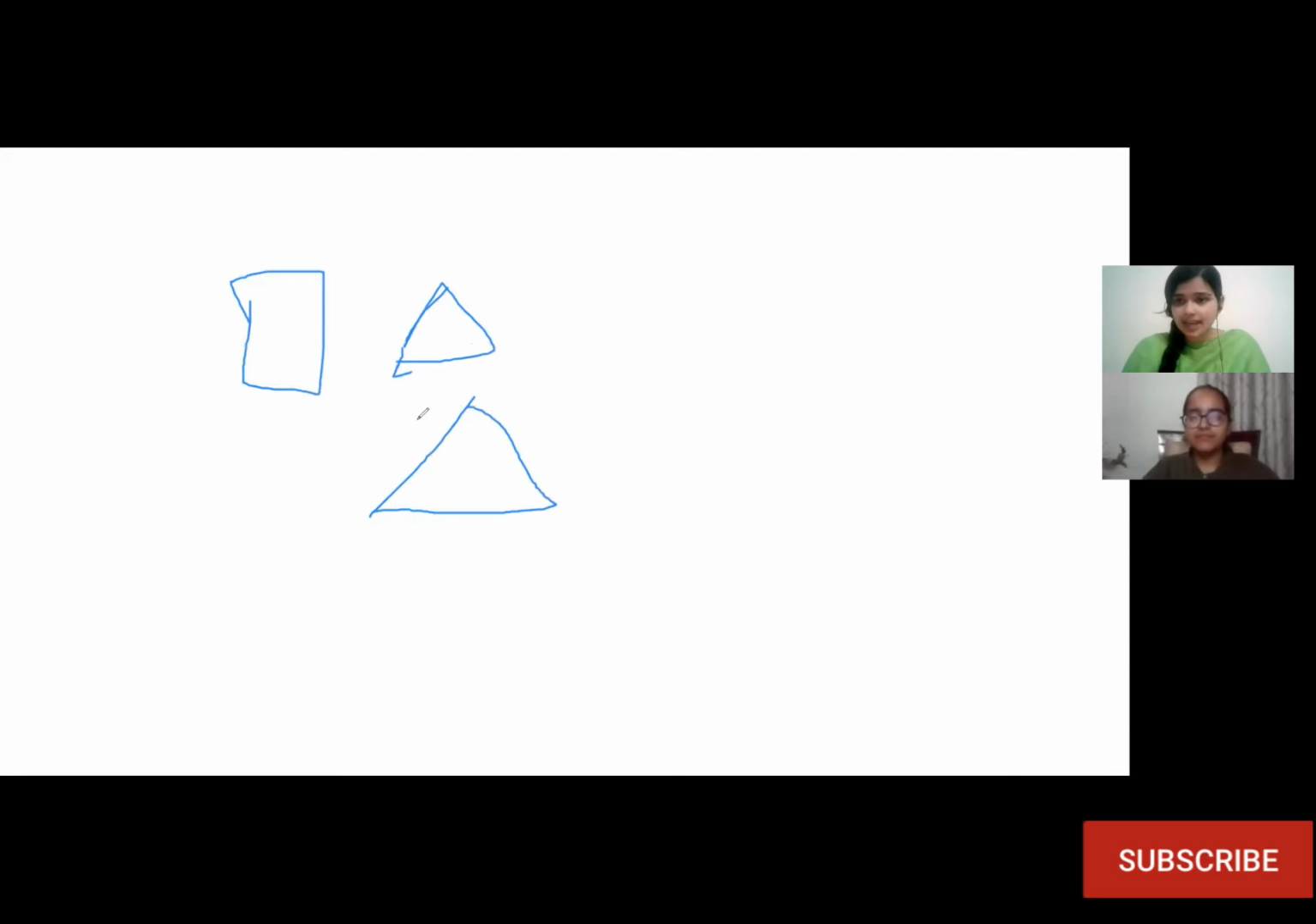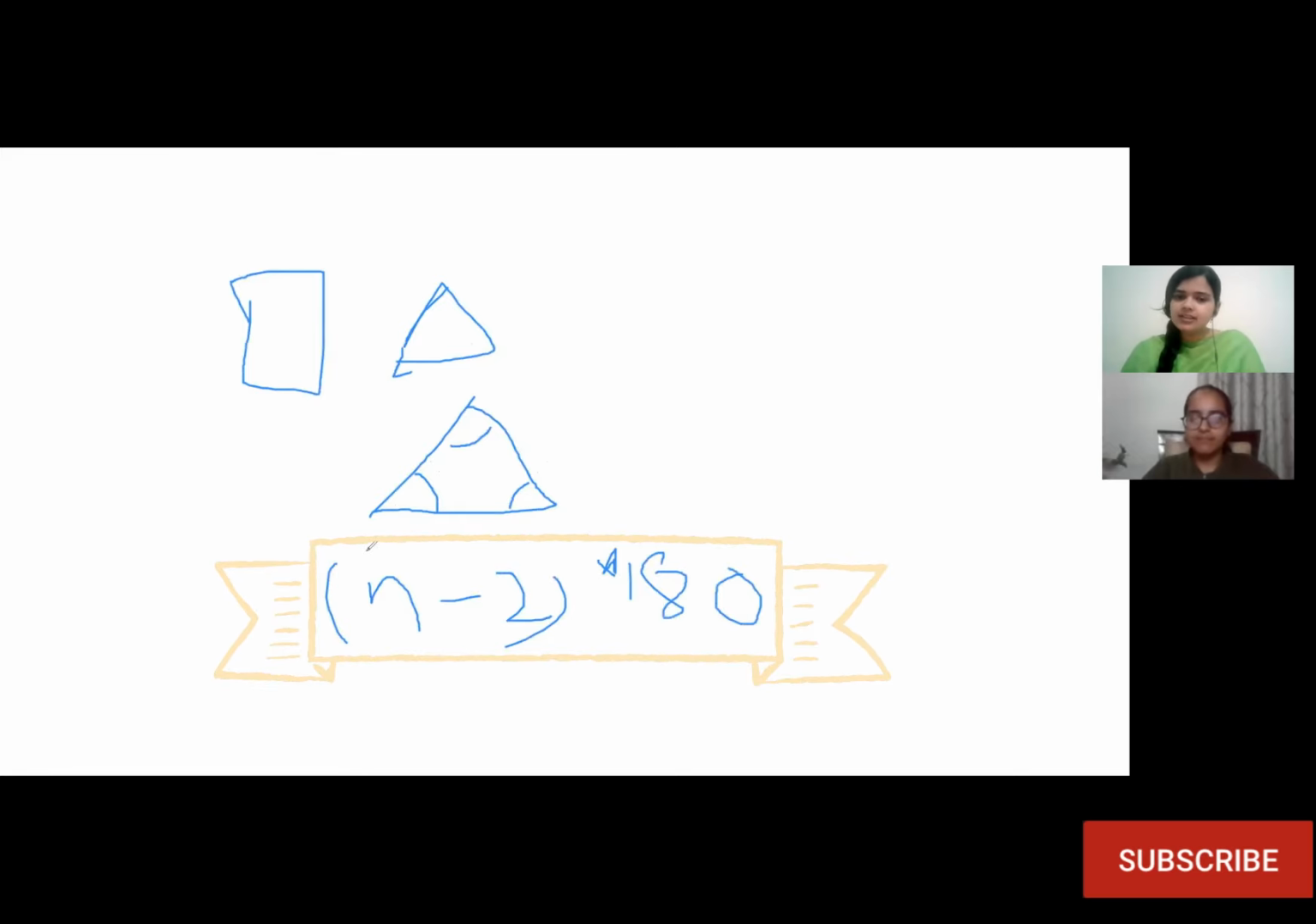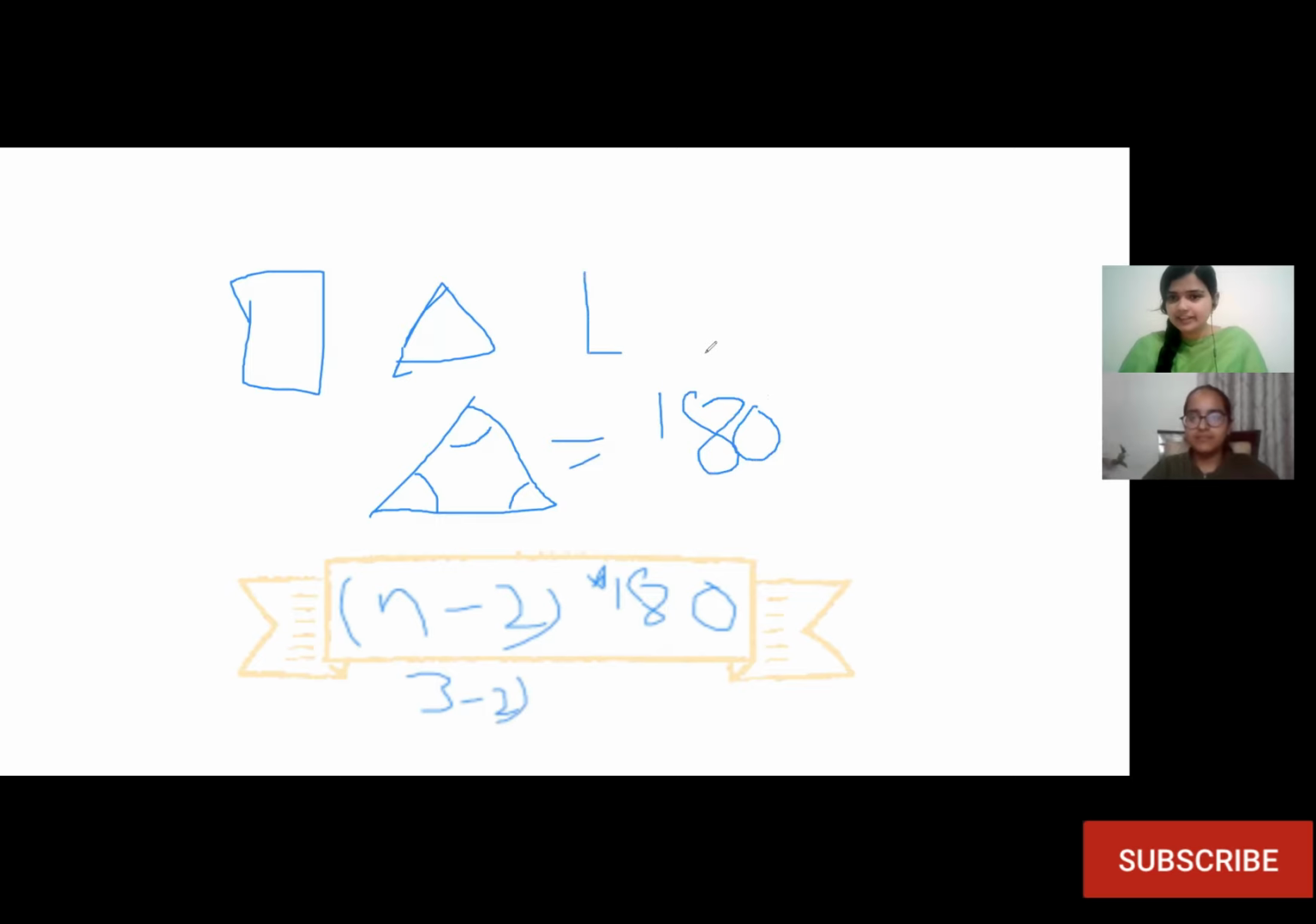Suppose we are taking triangle into consideration. So the formula for your interior angle, sum of interior angle is number of sides minus 2 multiplied by 180 degrees. Okay? So now if we have a triangle, so what will be the answer? It will be number of sides is 3 minus 2, that is 1 into 180. So answer will be 180. Sum of interior angle of a triangle is 180, right?